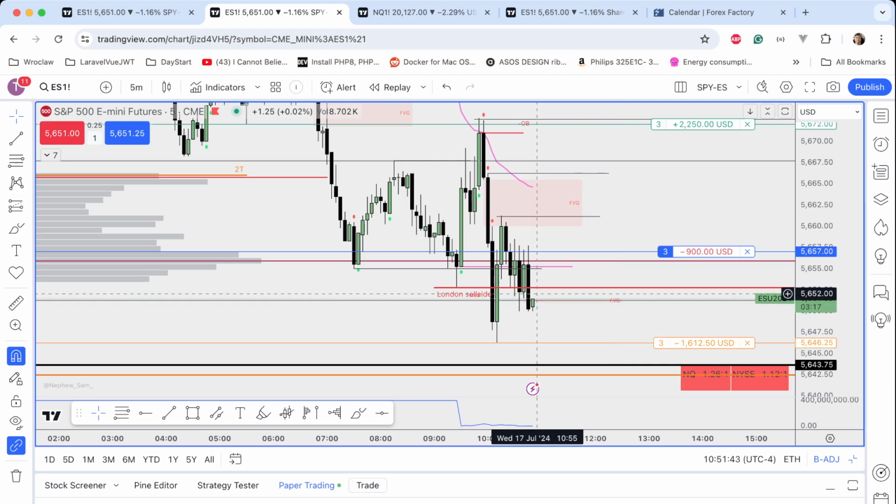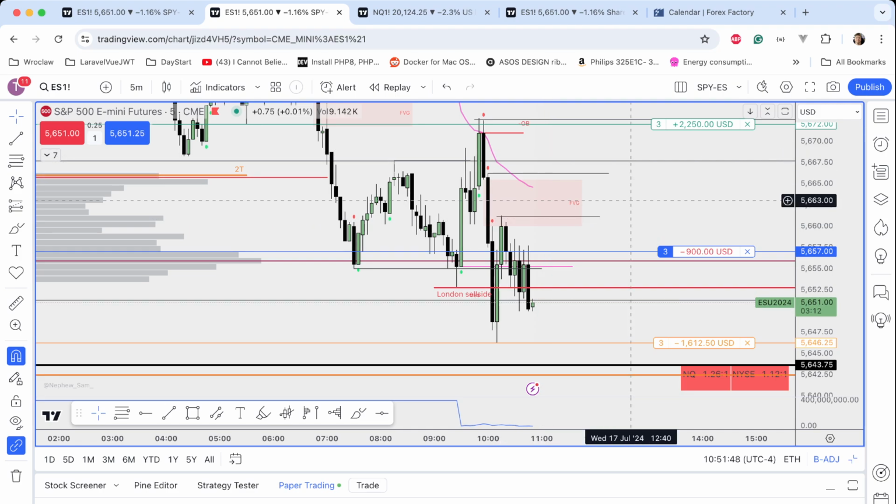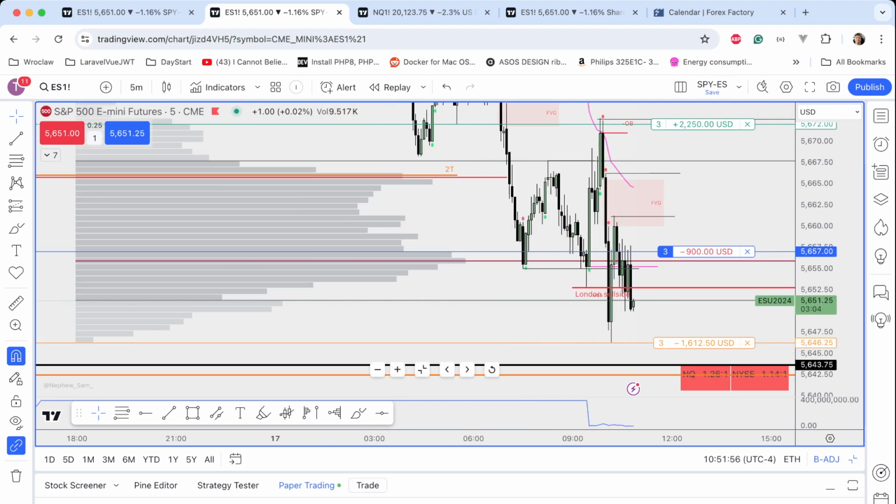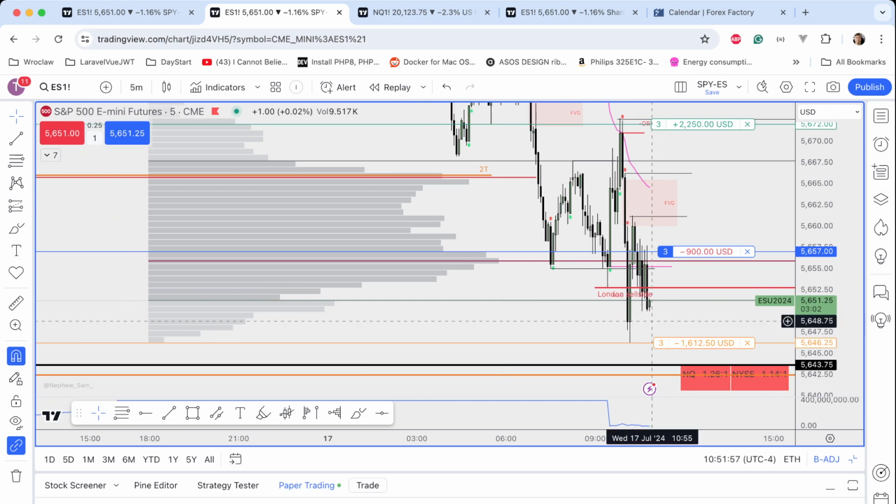Drive up, yeah, another candle, and we're pushing. There's really no reason to drop lower. There's not even enough liquidity down here to do anything.